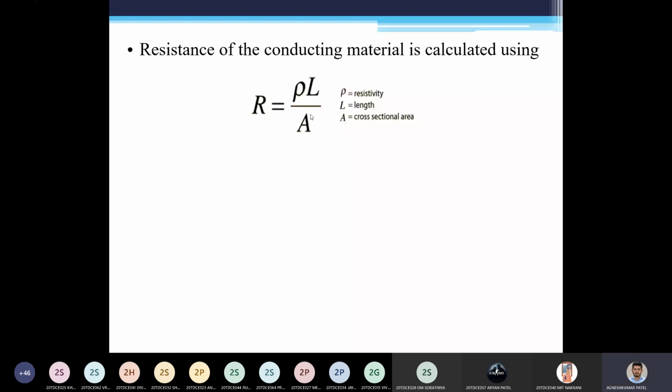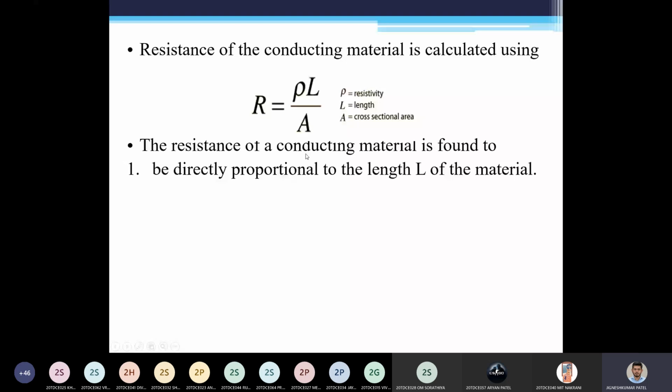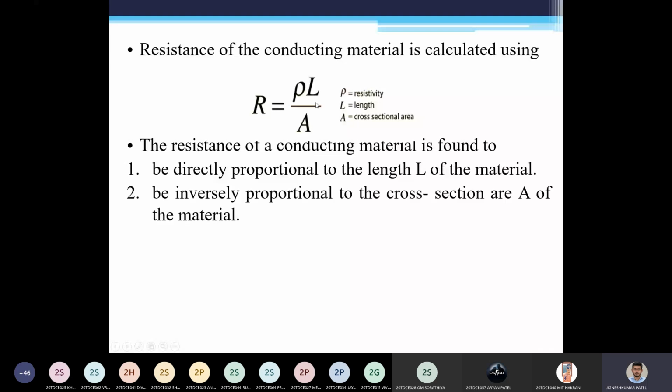So this is the basic equation. The resistance of a conducting material is found to be directly proportional to length, R proportional to L, and inversely proportional to cross section area. So if I write R proportional to L, I can also write R proportional to 1 by A. And the nature of material, whether it is aluminum or copper, depending on that, I can include this, and it depends on the temperature.